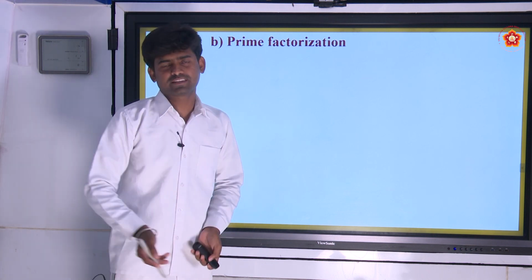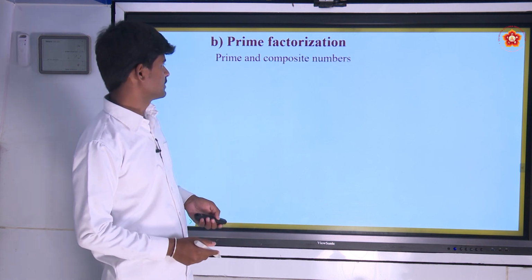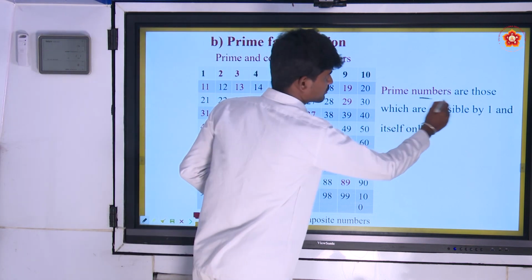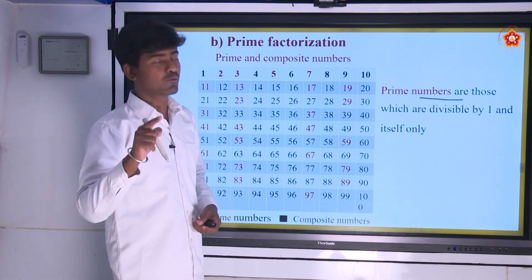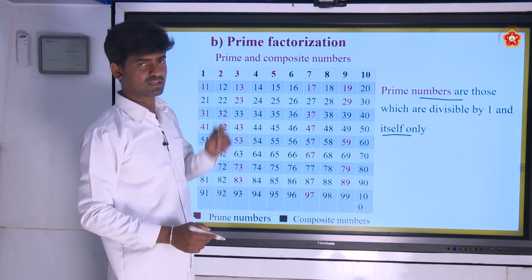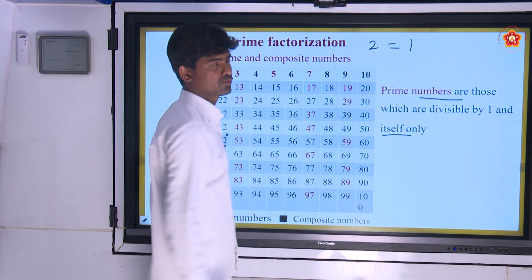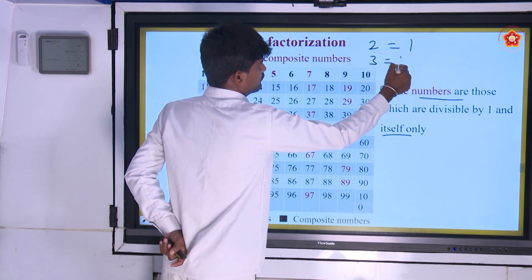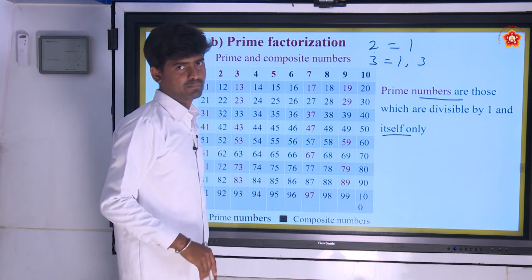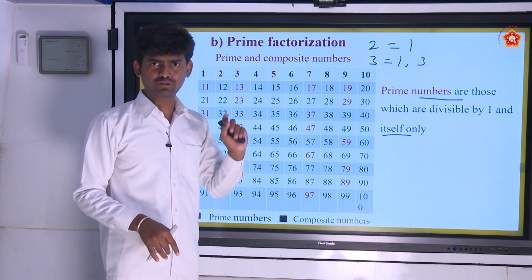Next one, prime factorization. Before going to that, what are prime numbers and composite numbers? Here is a table. First, what are prime numbers? Prime numbers are those which are divisible by 1 and itself only. 2 is a prime number, 3 is a prime number. 2 is divisible by only 1 and 2 itself. 3 is divisible by 1 and 3. 5 is divisible by 1 and 5, the number itself. Prime numbers are those which are divisible by 1 and itself only.